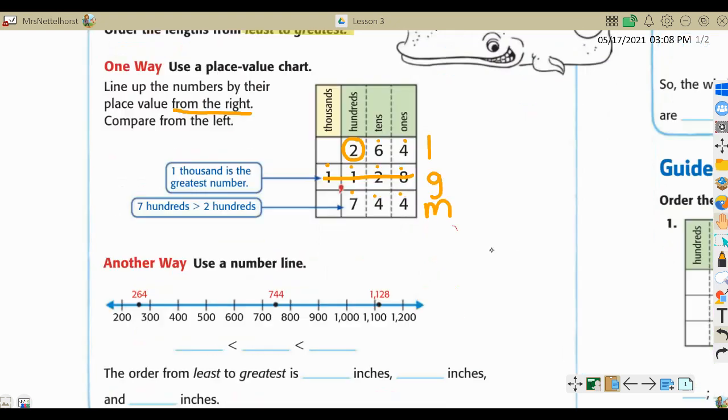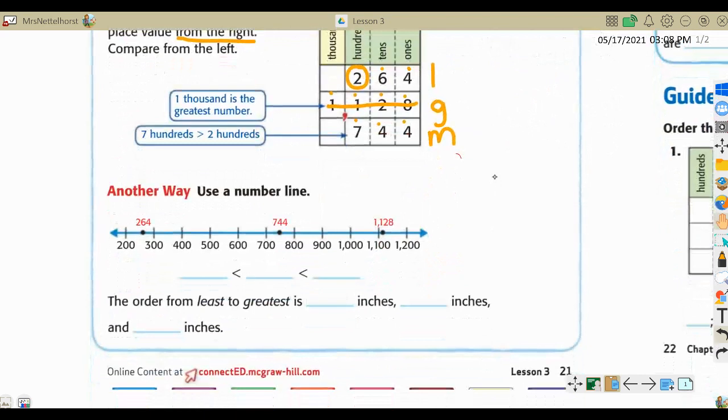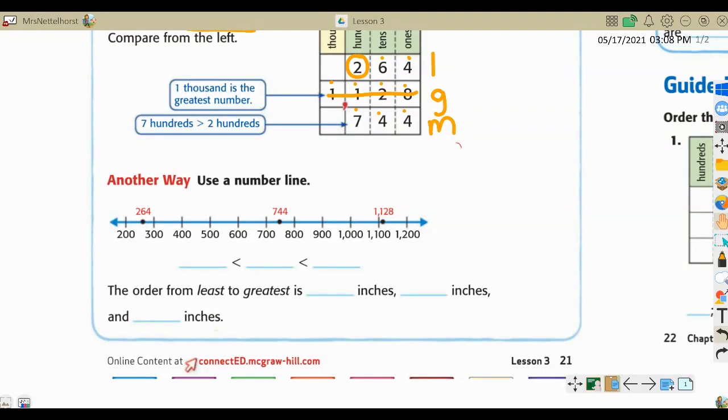Let's scroll down. And another way to do it is to use a number line. So you have to think what the numbers are in between. So 264 is between 200 and 300. 744 is between 700 and 800. And 1,128 is between 1,100 and 1,200.